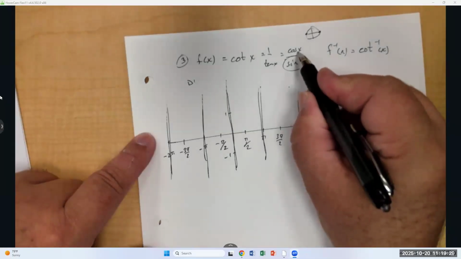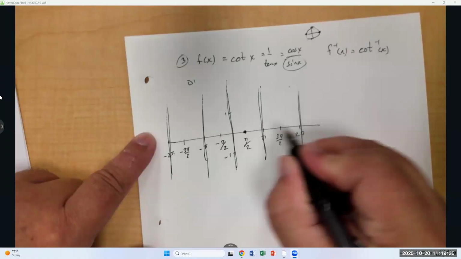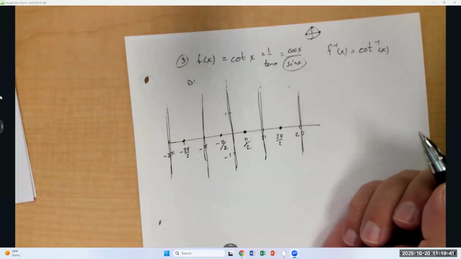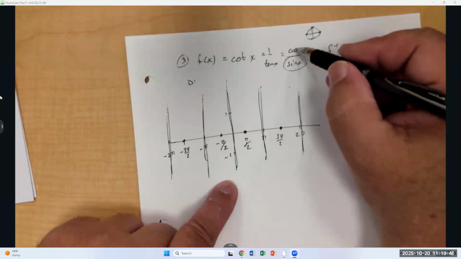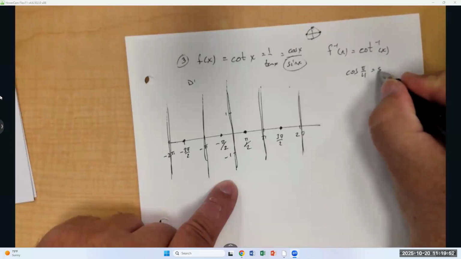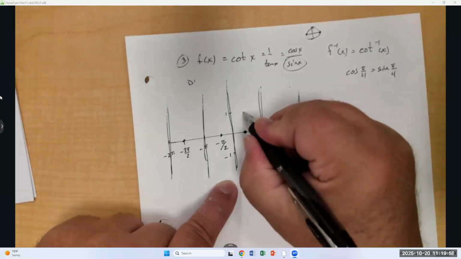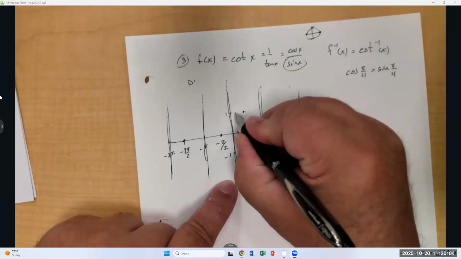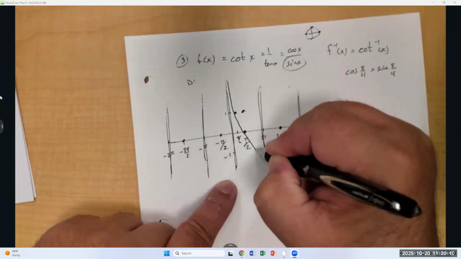Cosine is 0 at pi over 2 and 3 pi over 2. So at pi over 2, 3 pi over 2, and negative pi over 2, those are the intercepts. Now, when are cosine and sine the same? At pi over 4, sine and cosine are the same. So at pi over 4, it's 1. So we see here that it's a decreasing function.